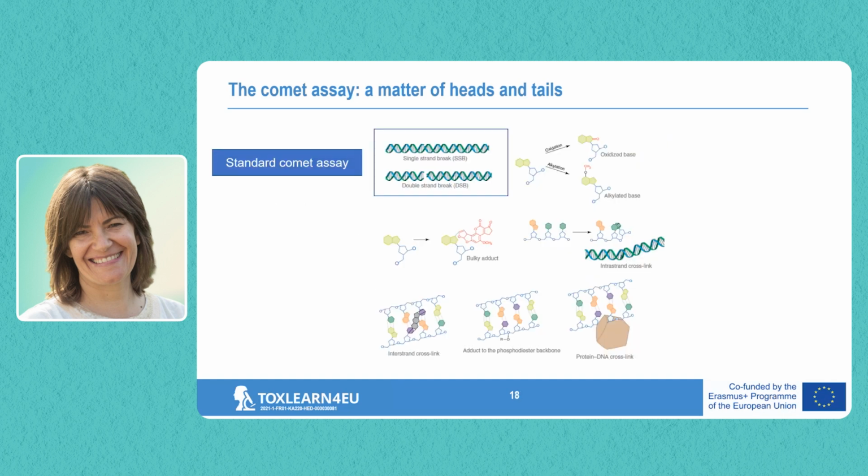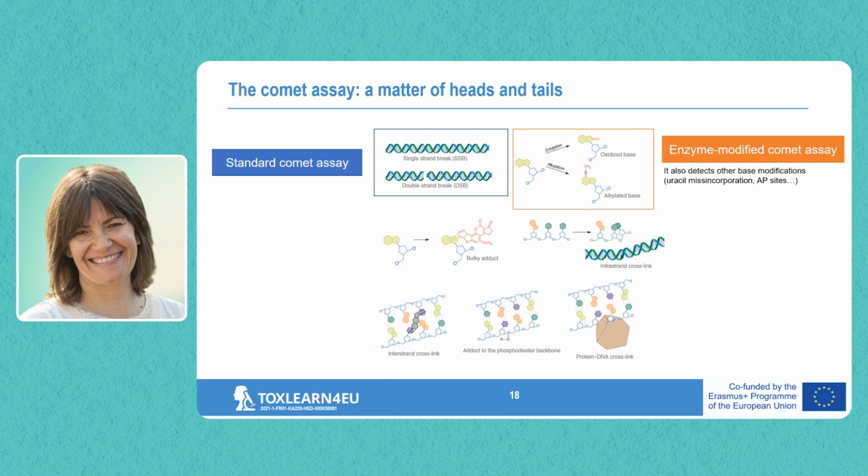But this is the standard Comet Assay, so we are measuring only breaks: single-strand breaks, double-strand breaks, and alkali labile sites. But there are other versions. We have versions to detect oxidized bases and alkylated bases. This is what we call the enzyme-modified Comet Assay.